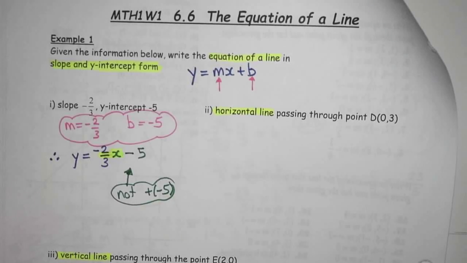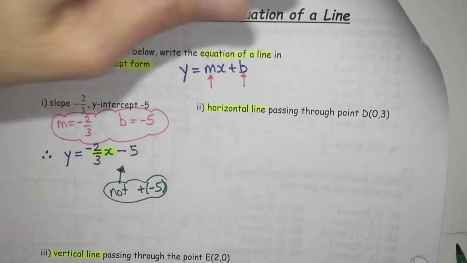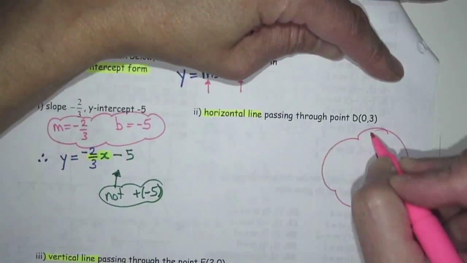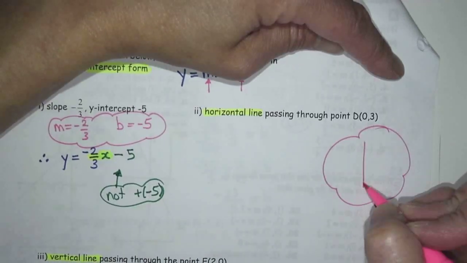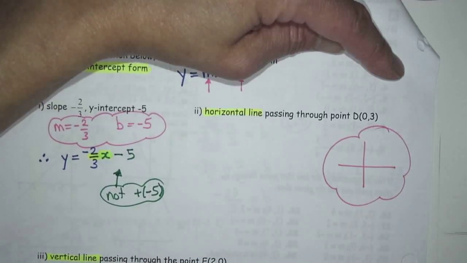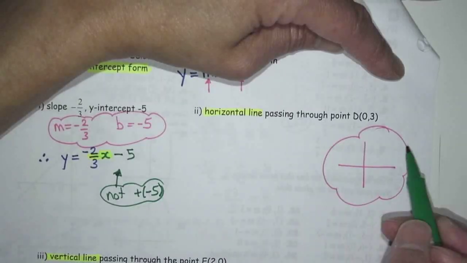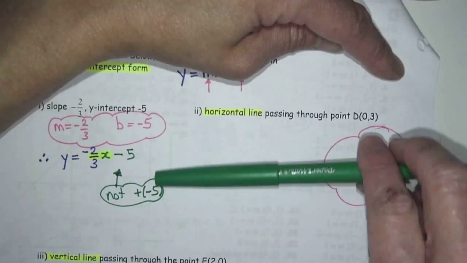Whenever I have a horizontal line, until you get really comfortable with it, I picture it. This is my brain. Remember, bubbles are your brain. And I know this is x and y. If something is horizontal, it's going this way, across. This is horizontal.